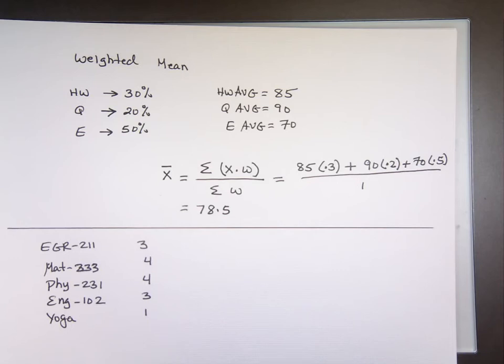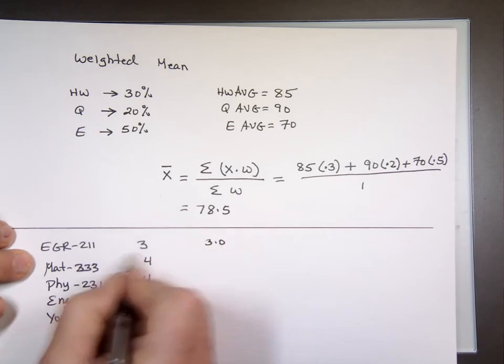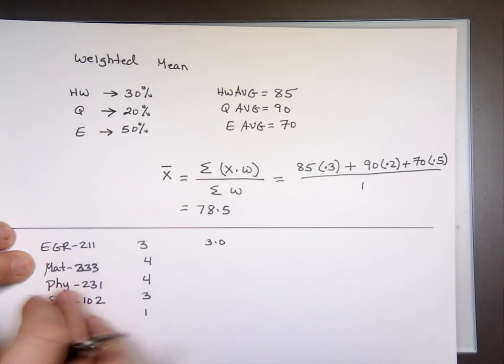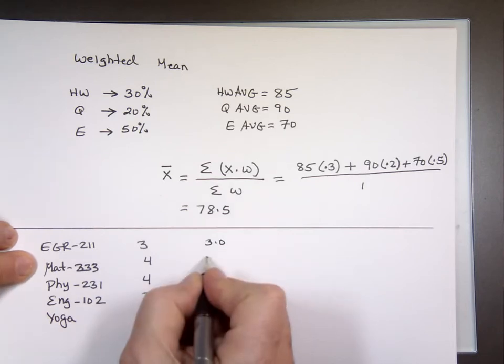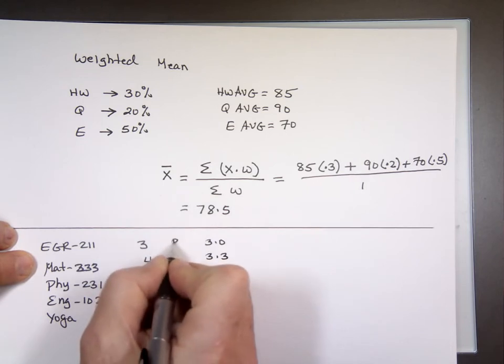Now, let's say you got a B in this class. A B is worth how many points in your GPA? So 3.0. That's for the EGR. For Calc 3, you got a B plus. 3.3. That's what a B plus is. So this is a B. This is a B plus.